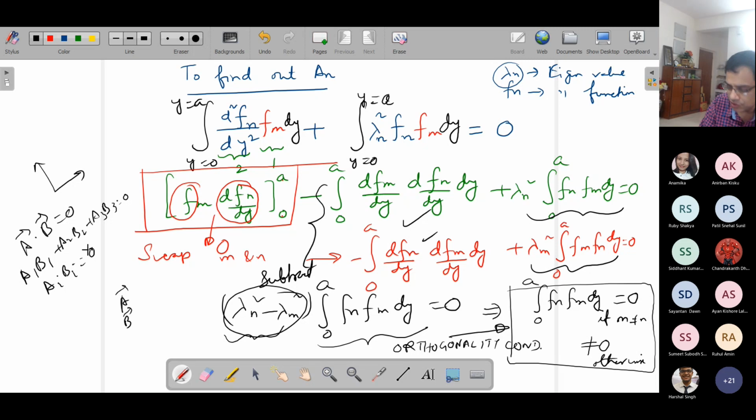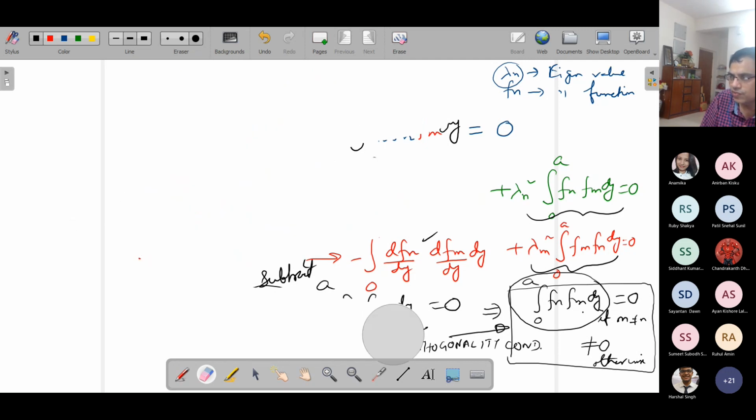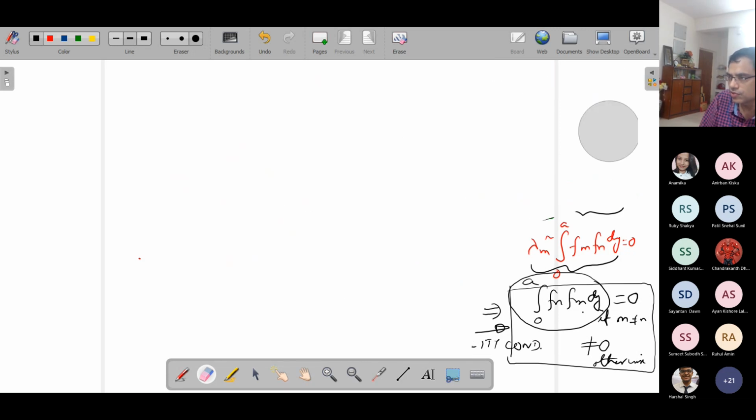Similarly, this is the orthogonality of two functions, very similar. The function fn may also be multiplied with a weight function, which is equal to 1 in this case, and this integral is called the inner product, instead of the dot product, a more general definition, and that is equal to 0. This is called the orthogonality condition. Now that we know this orthogonality condition, we will try to use this to find out an. I will erase everything except the orthogonality condition, which we will use for finding out an.